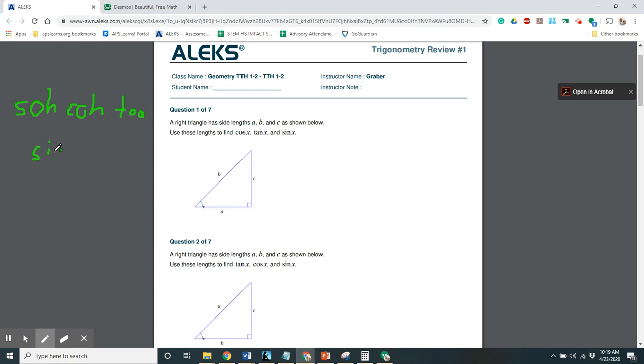So sine is opposite over hypotenuse. And cosine is adjacent over hypotenuse. And tangent is opposite over adjacent.